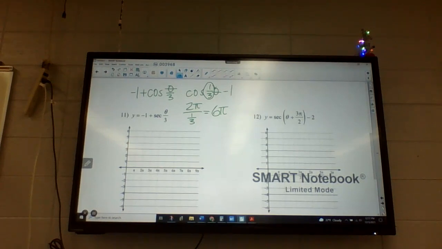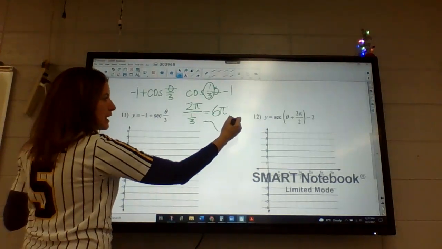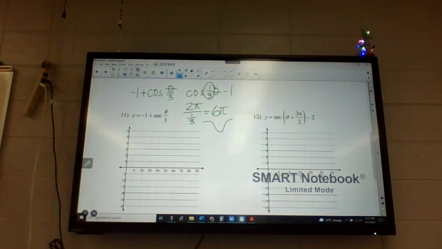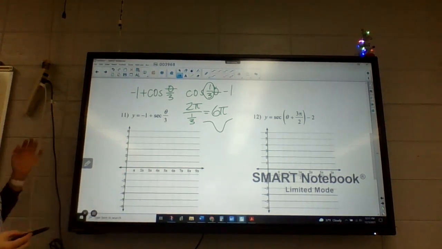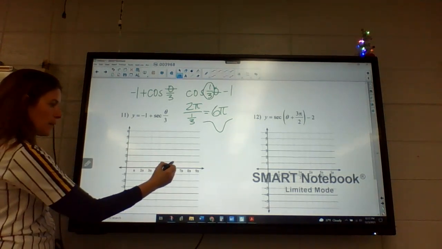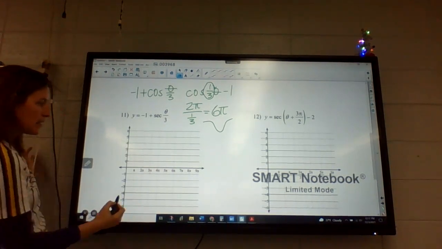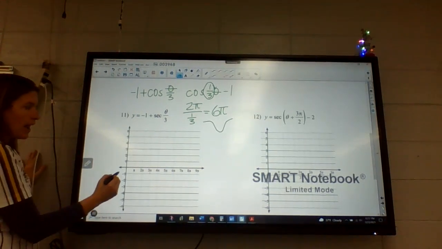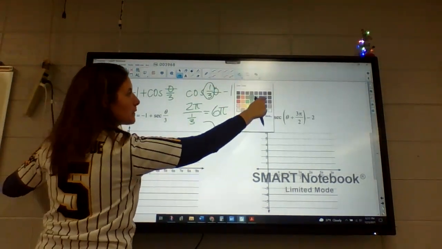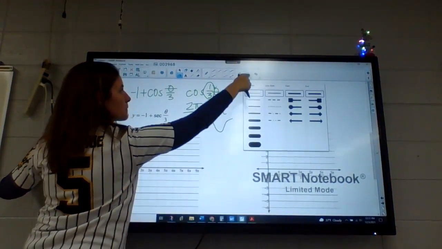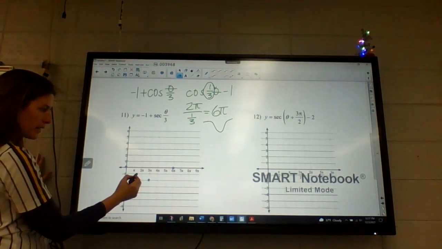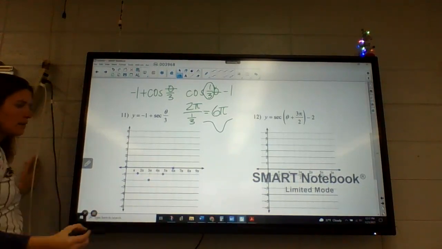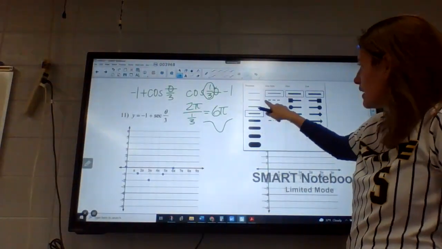And then it's also shifting down 1. So if our period is 6 pi, now remember cosine looks like this. Cosine starts up at 1 typically and ends at 1, and then in the middle would go down to -1. But we need to shift that down 1. So I have to put a point for my cosine here. I have to shift this down 1, down 1, down 1, and then in between here. So my cosine graph looks something like this.